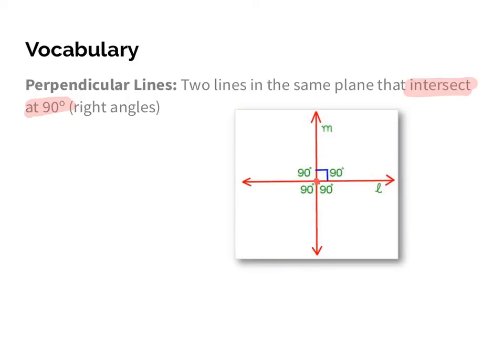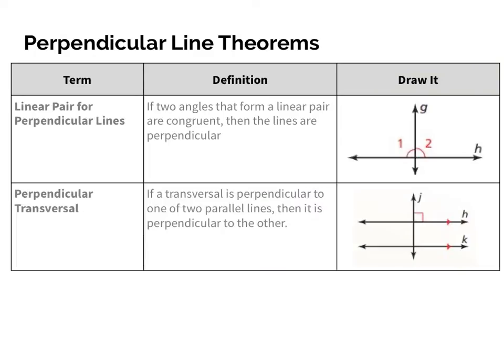Okay, so what we're going to do today is look at some special theorems that go along with perpendicular lines, and also apply some knowledge of some of the things we talked about with parallel lines as well. All right, so some of the special theorems with perpendicular lines. First one, we're going to talk about the linear pair for perpendicular lines.